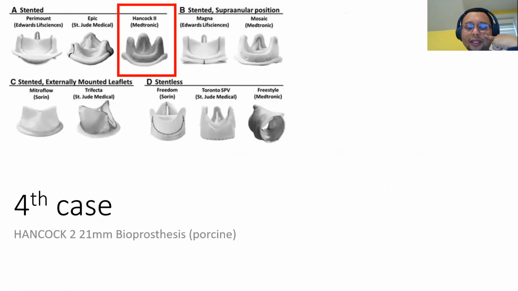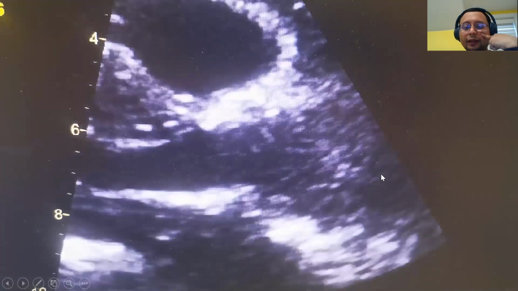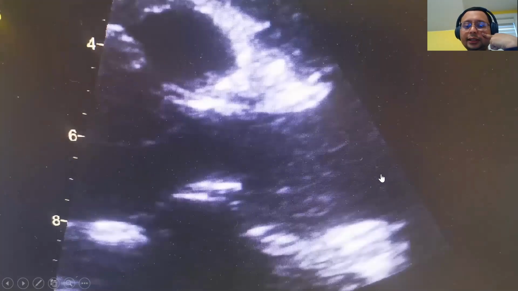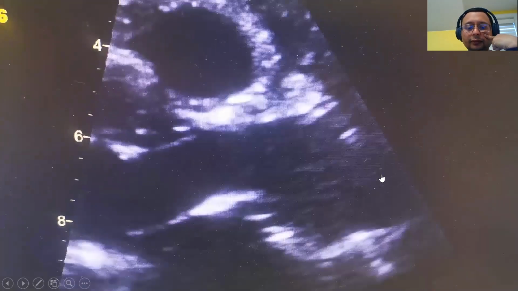So let's look at our fourth case. This is a porcine valve. It is a Hancock valve. The name is not important. It is a 21 millimeter bioprosthetic valve. Again, a parasternal long axis view.